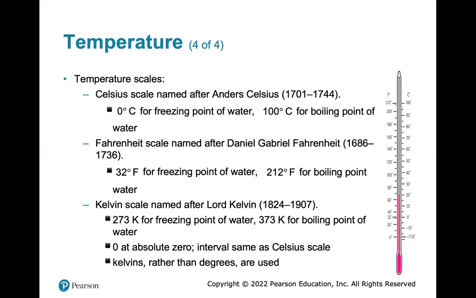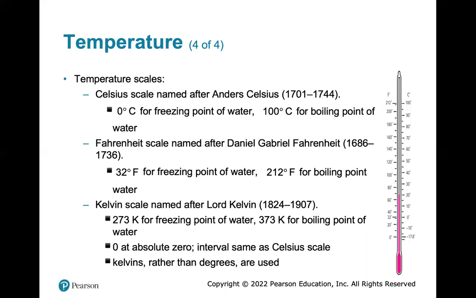Notice there's still 100 gradations between 273 and 373. So the scale is the same for Kelvin and Celsius, but it's just offset by 273. Well, what is zero? 0 Kelvin is absolute zero. That's the lowest temperature you can get, and they've reached microkelvin in the laboratory.